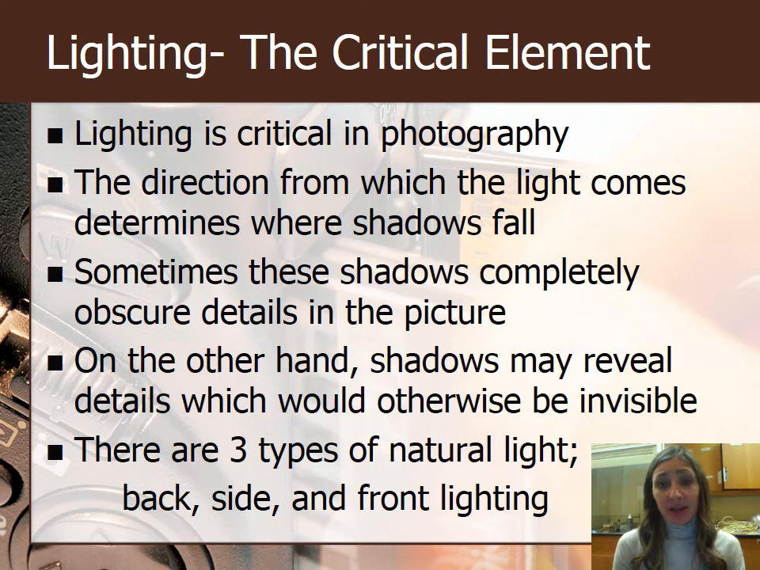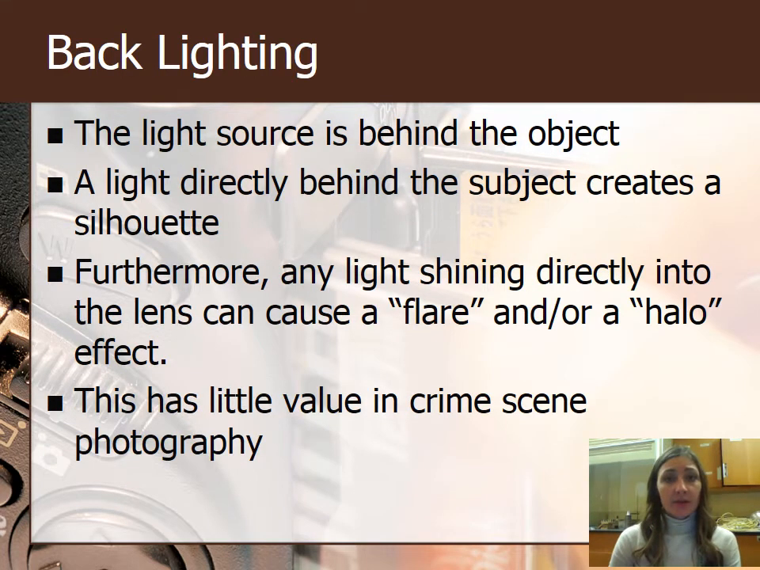There are 3 types of lighting that we will use, and that is backlighting, side lighting, and front lighting. Backlighting is where your light source is actually behind the object that you're looking at. So your light is shining from behind the object, so as a photographer, what you are getting is a silhouette. So the front side of your object is completely dark. This is not very useful in crime scene photography. It also produces a glare when the sun is shining directly into your camera lens. Again, not very useful for crime scene photography.